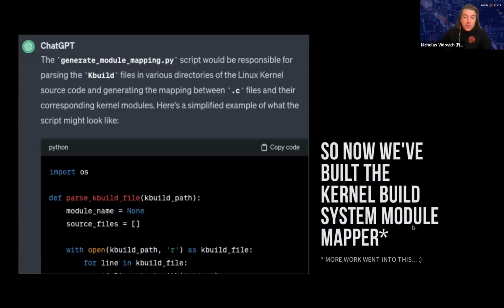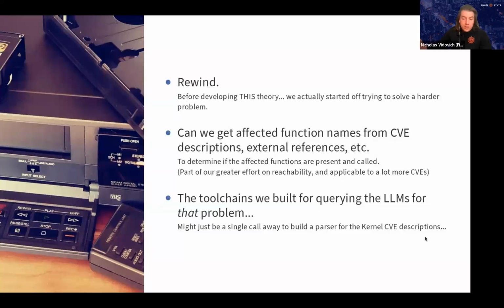So now we built the kernel module mapper that maps our source code files to the kernel modules that they belong to, and now I can do that lookup. Yes, a lot more work went into this, such as cleaning up the data and making it accessible and so forth. But the key idea here is this is a pretty highly technical topic, and I was not necessarily an expert coming into this, but I was able to supercharge my understanding of it, get in there a lot more quickly and actually build this solution. And ultimately, we're going to start to reduce the amount of work that people have to do.